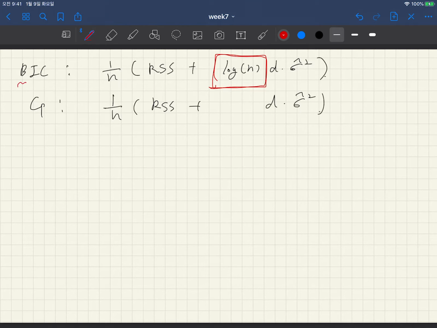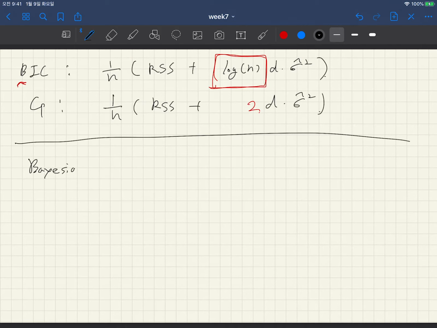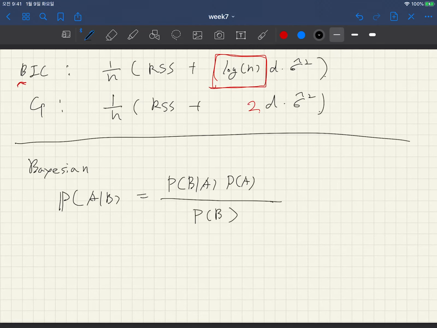And the BIC, essentially the B comes from Bayesian. Sorry, this was 2. So what is Bayesian? Bayesian is simply this. Probability of A given B is equal to probability of B given A times probability of A over probability of B. So this is the Bayesian rule.